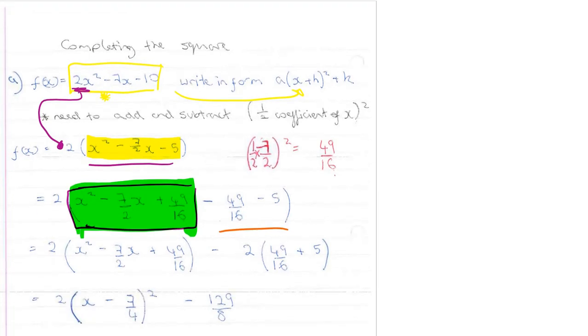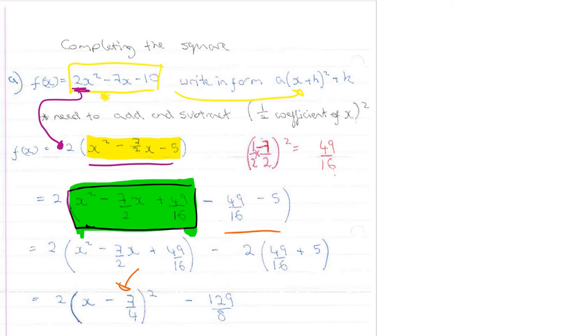So just rearranging that there, we have 2 outside of x squared minus 7 over 2x plus 49 over 16, which actually is this square. To find out what square you have, we just take our coefficient of x and half it. So we have 2 outside of x minus 7 over 4 to be squared, and then this part here we still can't forget about the 2, so that is going to become 2 outside of minus 49 over 16 plus 5, which ends up being minus 129 over 8.